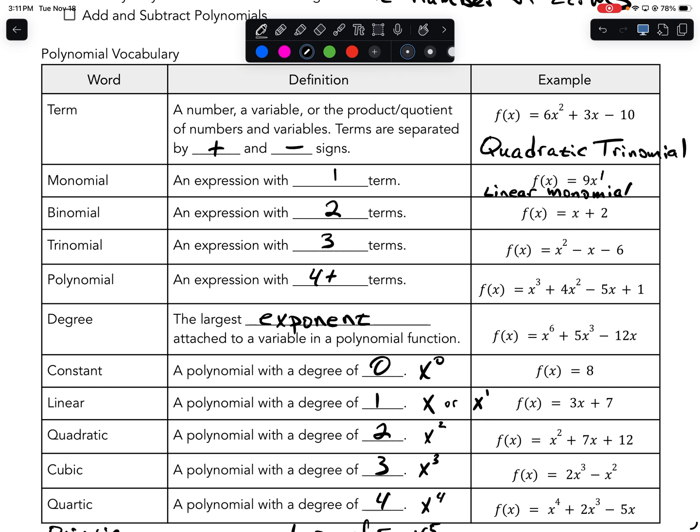Okay, next one. It's x to the first power. So what's it called? Linear. Linear binomial. Linear binomial.